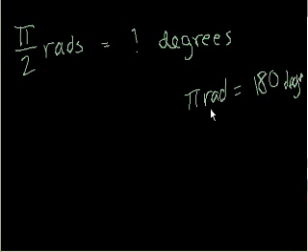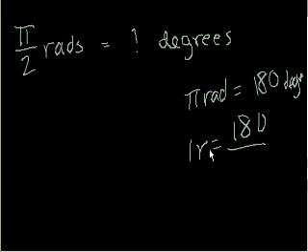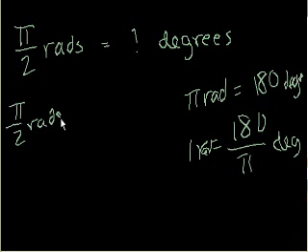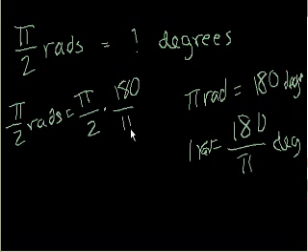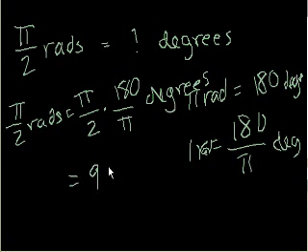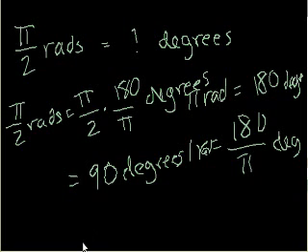But we know that pi radians is equal to 180 degrees, right? So 1 radian is equal to 180 over pi degrees. I just figured out the formula again because I always forget it. So let's go back here. Pi over 2 radians is equal to pi over 2 times 180 over pi degrees, and that equals 90 degrees.